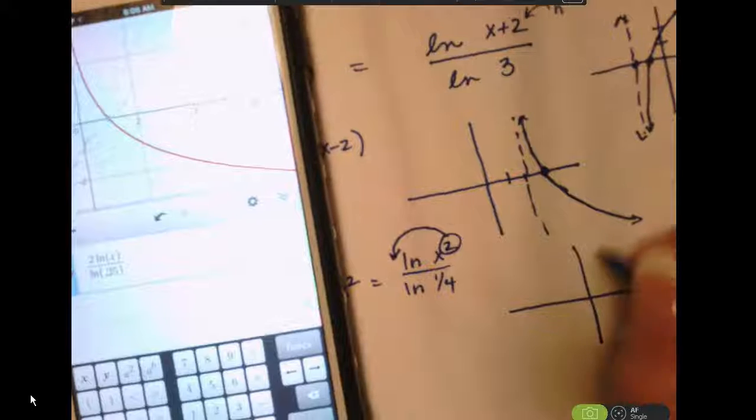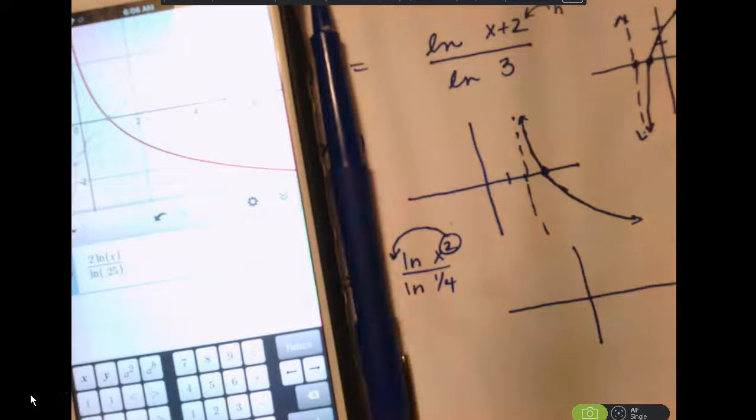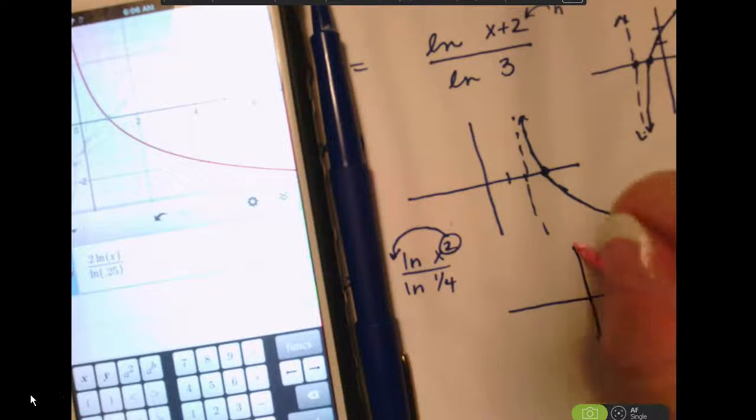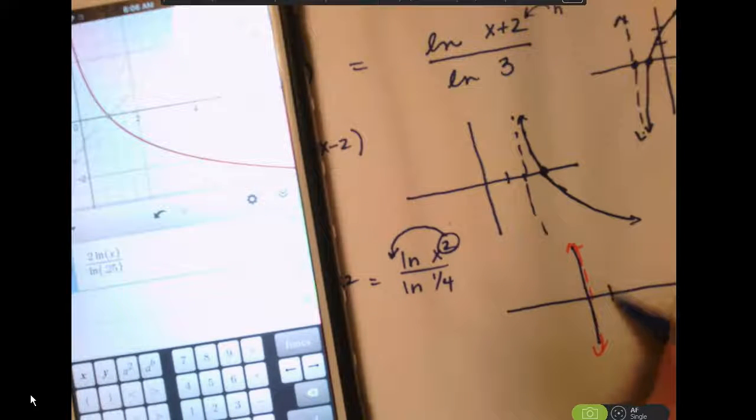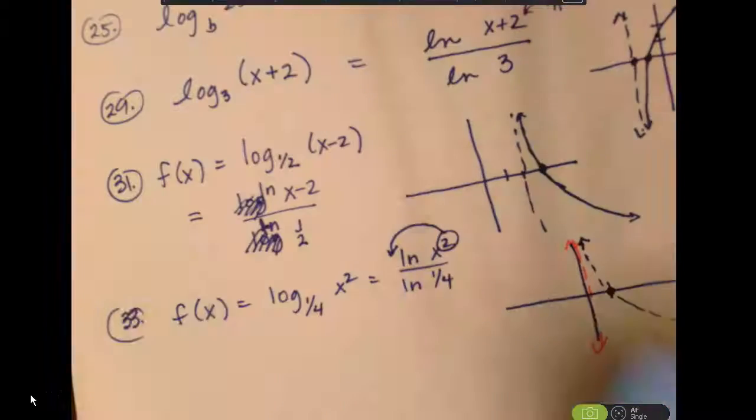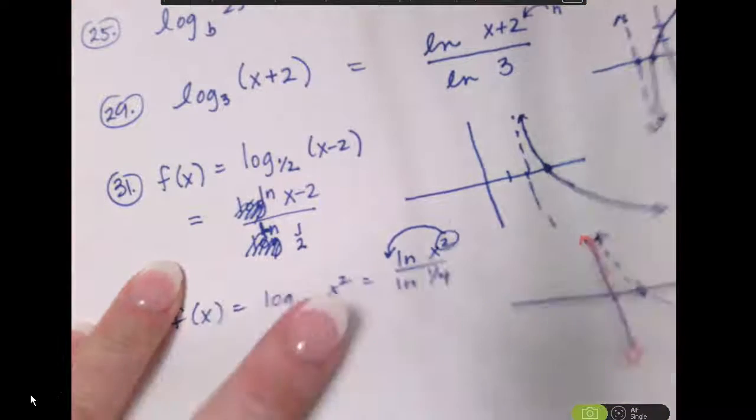We've got an asymptote at 0, which we didn't have any h's or k's, so that makes sense. So let me sketch that in a different color. And my intercept is at 1. So, and I've got a decay shape. Okay, let me go to a new sheet of paper and adjust my camera. So now I'm on number 35.